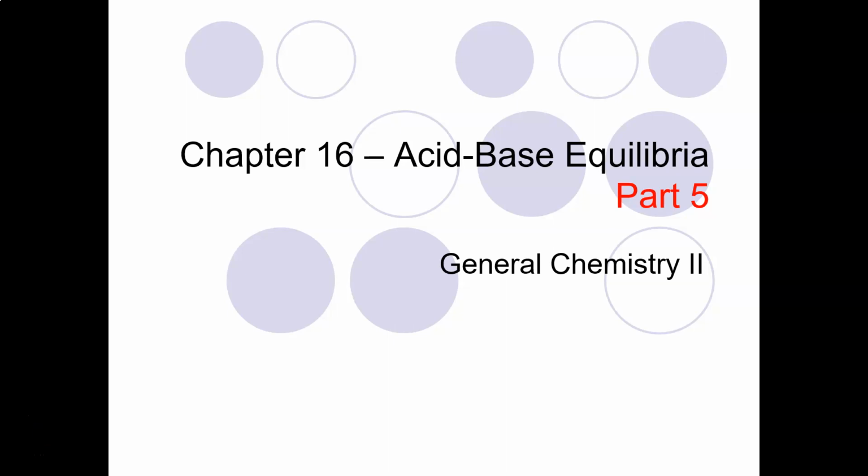All right, chapter 16. We've talked through a lot of things. We talked through the pH scale, how to calculate pH, pOH. We talked about strong acids, strong bases, and then weak acids, and how to handle that. So let's summarize some of this.